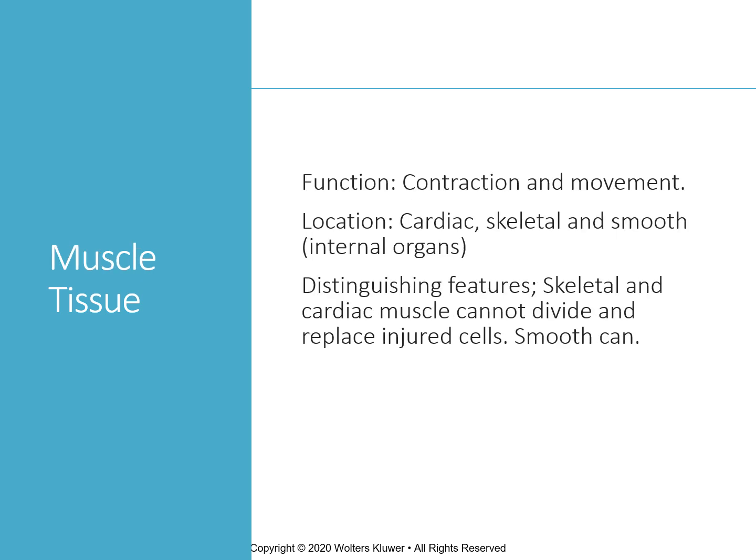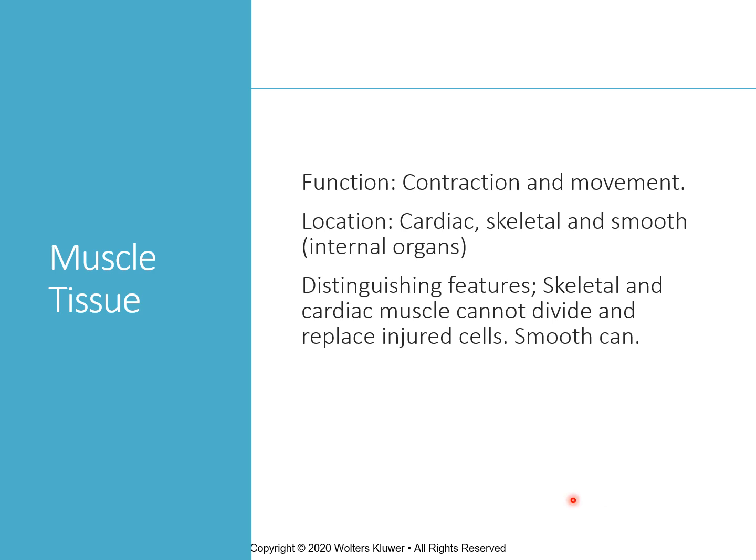The next type of tissue is muscle tissue. The overall function of muscle tissue is contraction and movement. Okay? We have 3 types of muscle tissue. We have cardiac, skeletal, and smooth muscle. So cardiac muscle tissue is your heart. Skeletal muscle are the muscles of your body that help you to move. And smooth muscle is found within internal organs, so things like your GI tract that need to also contract.